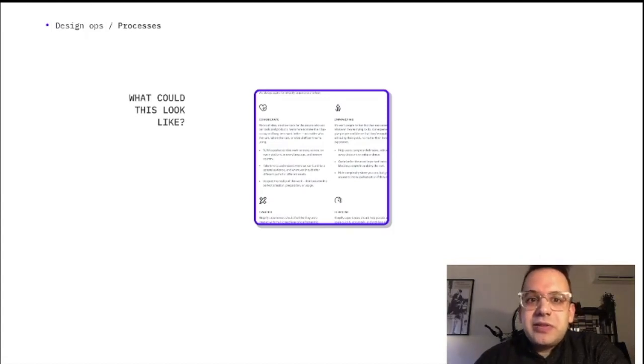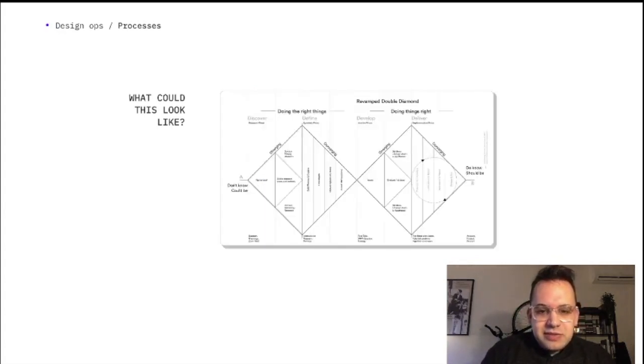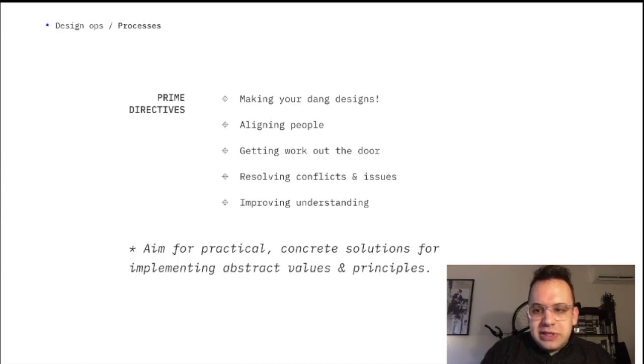There's also a thin line between design ops conversations and project management conversations. But I think for your design system, getting these five things out of the way is ultimately a good place to start. If you have solutions for all five of these prime directives, then you should be all right.